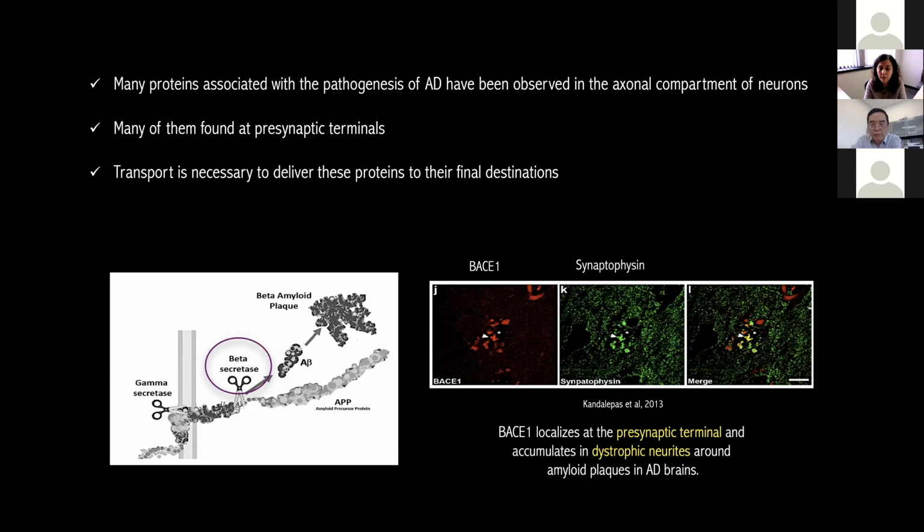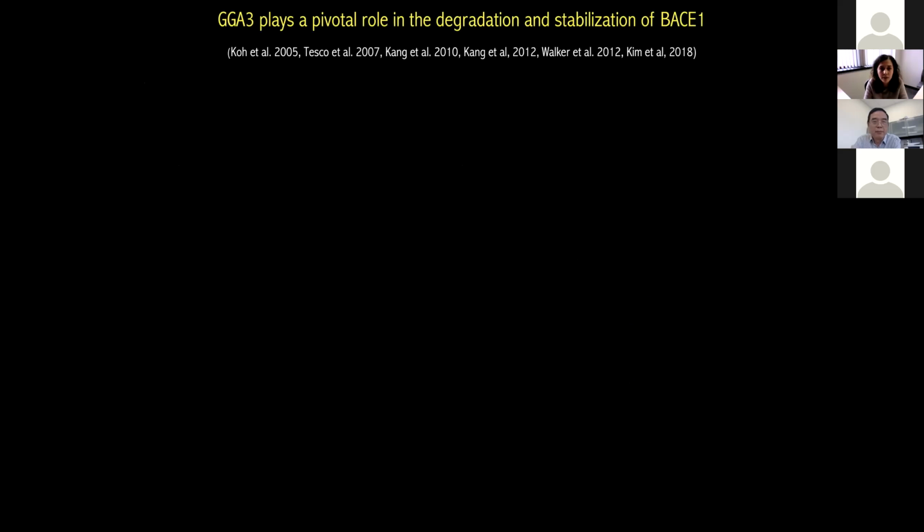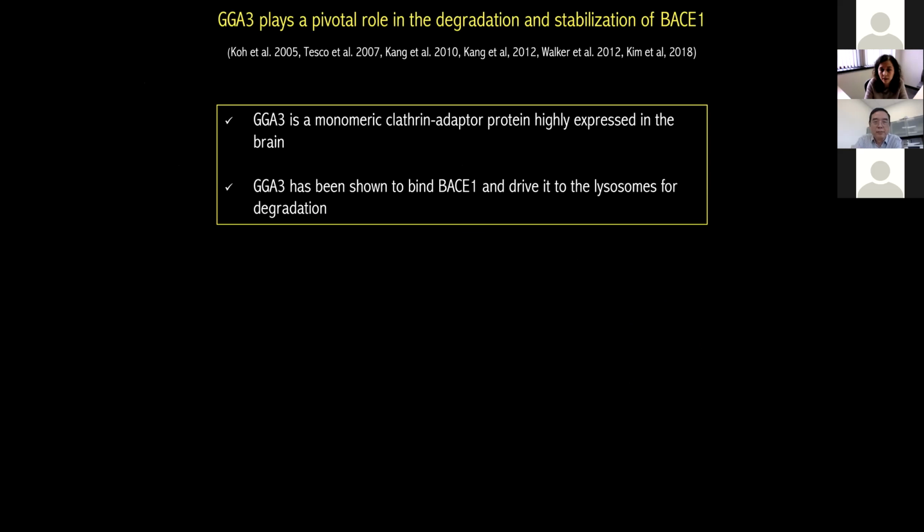In normal conditions, BACE1 localizes to presynaptic terminals, and accumulates instead in dystrophic neurites around amyloid plaques in Alzheimer's disease brains. No changes in the levels of the messenger RNA have been associated with this elevation. So we scientists strongly believe that this elevation is most likely due to post-translational modification. In order to proceed with the story, I need to introduce another player. This player is Gga3. Gga3 is a monomeric clathrin adaptor protein highly expressed in the brain, and has been shown to bind BACE1 and drive it to the lysosome for degradation.